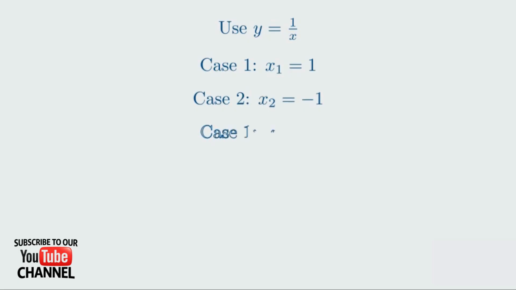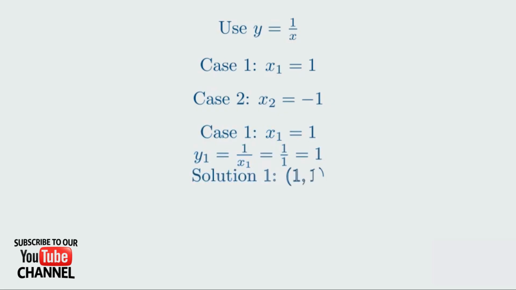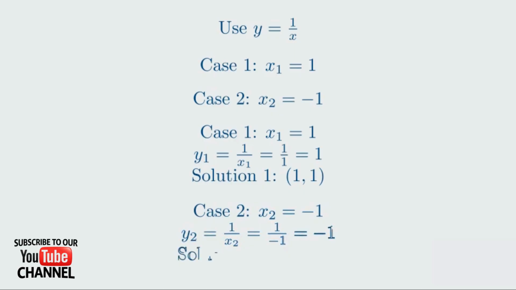If x equals 1, then y is 1 divided by 1, which equals 1. This gives us our first solution pair, (1, 1). Now for our second case, where x is -1. If x equals -1, then y is 1 divided by -1, which equals -1. This gives us our second solution pair, (-1, -1).